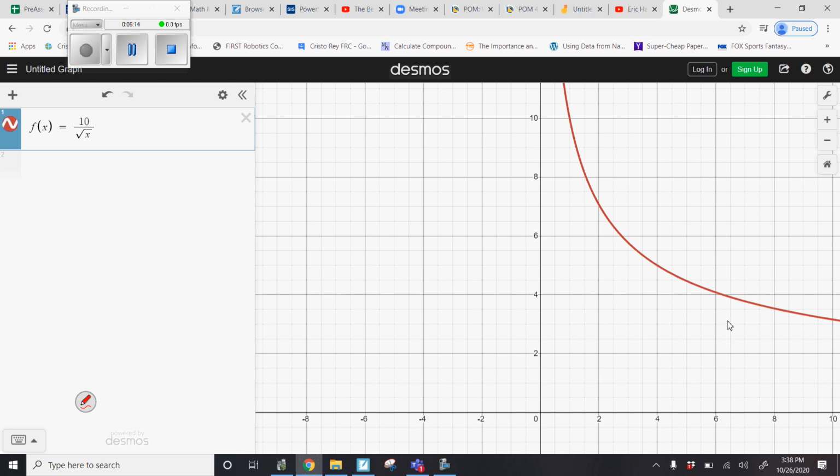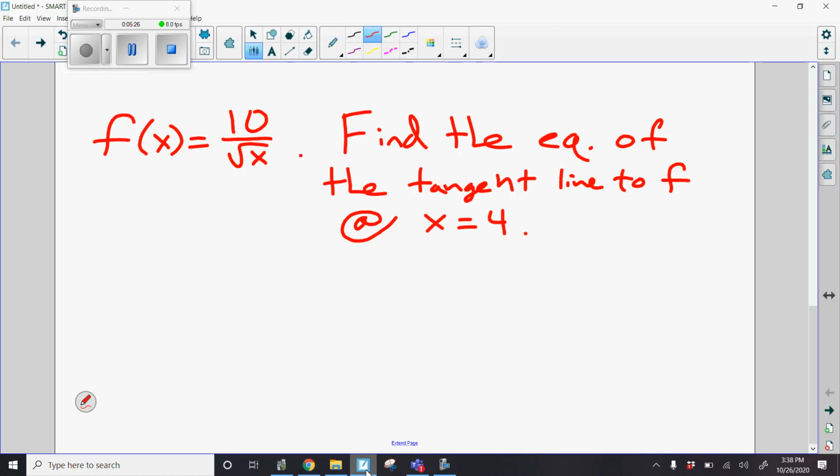I can tell it's going to have a negative slope, okay? And it's got to go through this point, but it shouldn't go through other points around it to make a tangent line, okay? So let's go ahead and see if we can solve this and graph that line and see what we see. Okay.